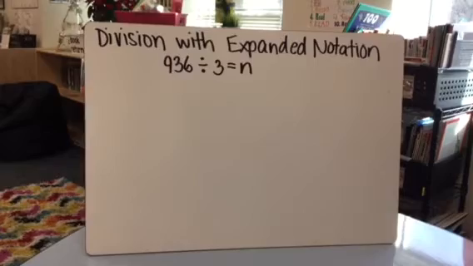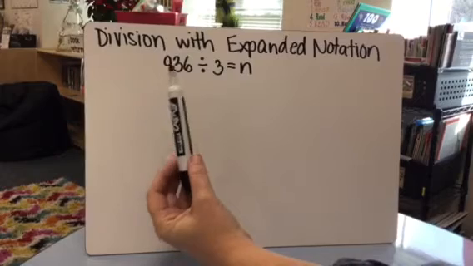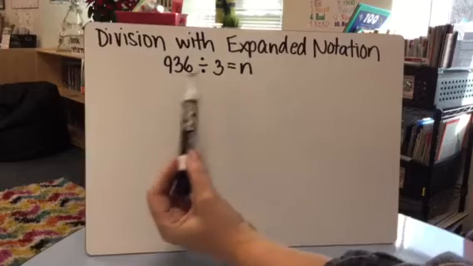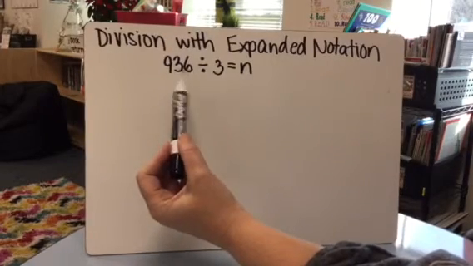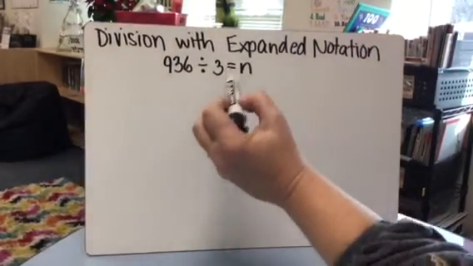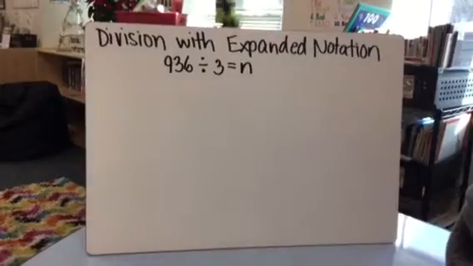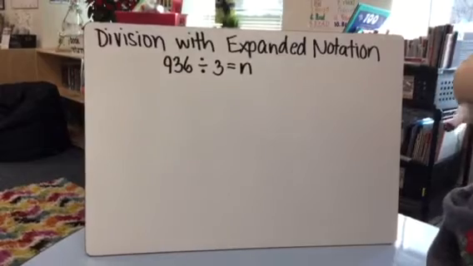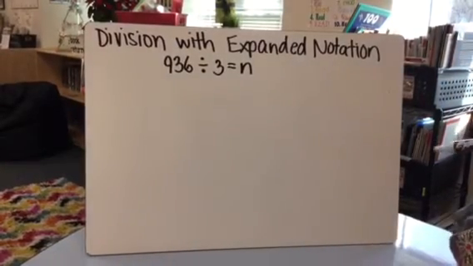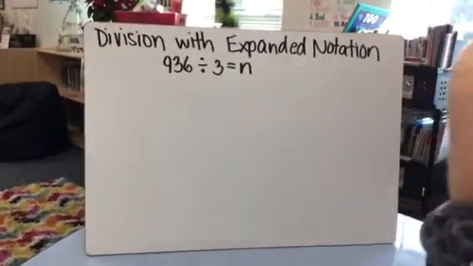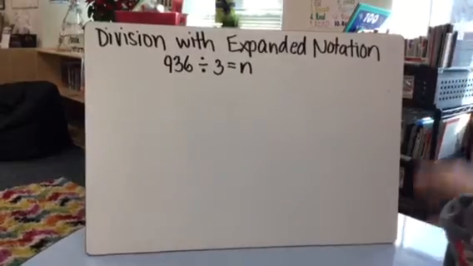We have 936 divided by 3. So first, let me just review some of the division vocabulary that your student needs to be familiar with. When we take a look at this problem, the number that we are dividing, 936, is called the dividend. It is being divided by what is known as the divisor, and then the answer we will get will be called a quotient. So all of those words students should be familiar with in 4th grade.